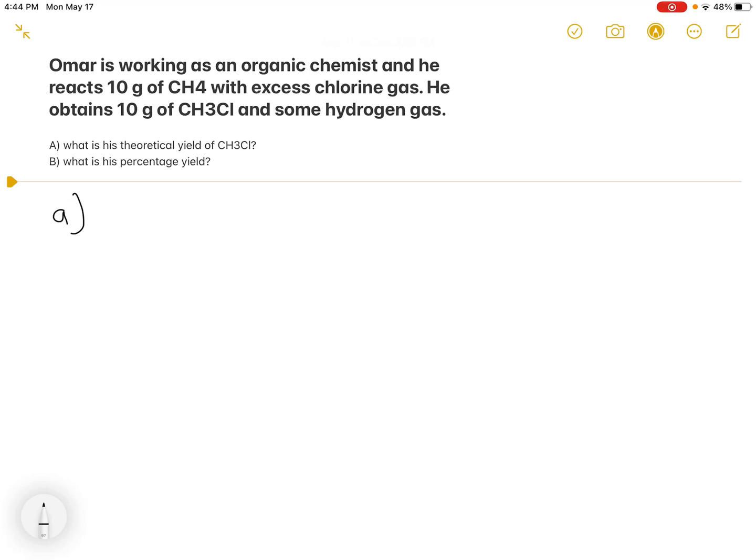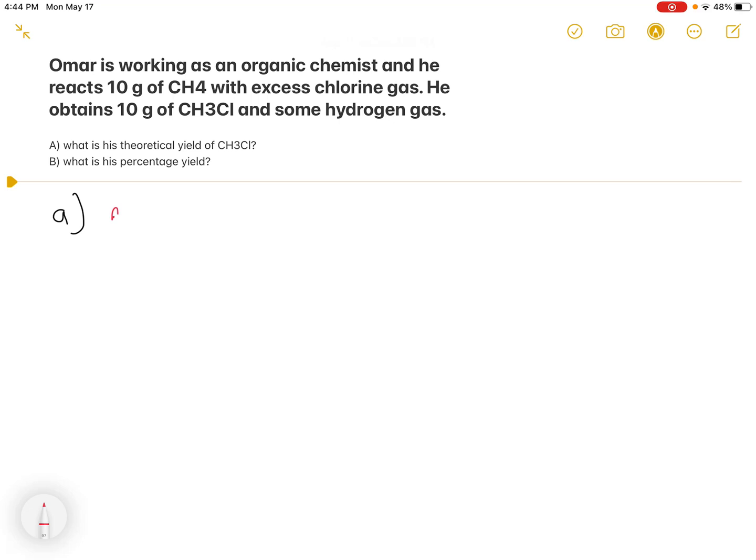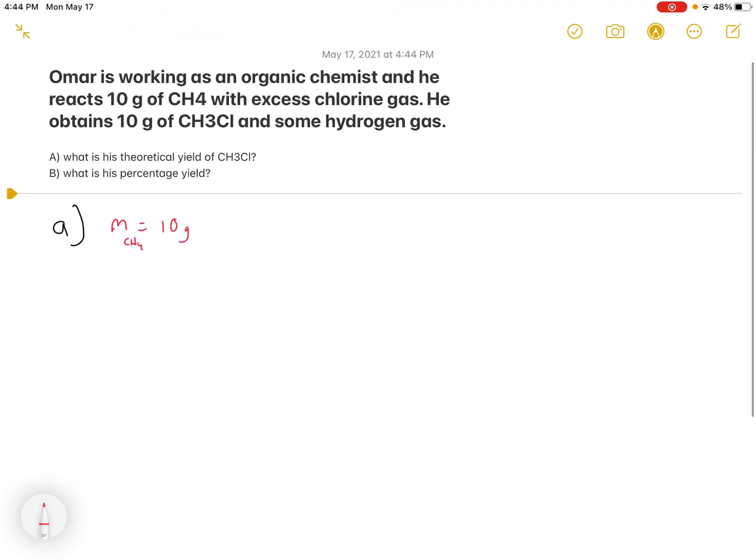So we know from the first sentence of the question that Omar is working with a mass of CH4, so we know that the mass of CH4 is 10 grams. And the theoretical yield of CH3Cl, that's going to be a mass of CH3Cl. That's unknown. So we're given a mass, and our theoretical yield is also going to be in a mass. So that makes this a mass-to-mass stoichiometry problem. So it's really important that we practice our stoich because it carries through.